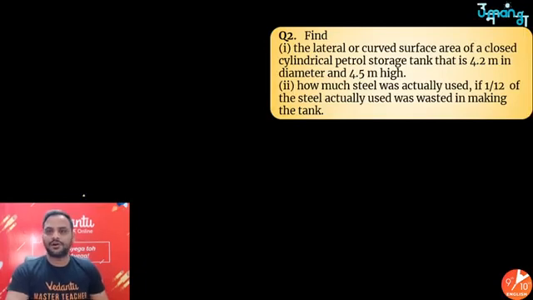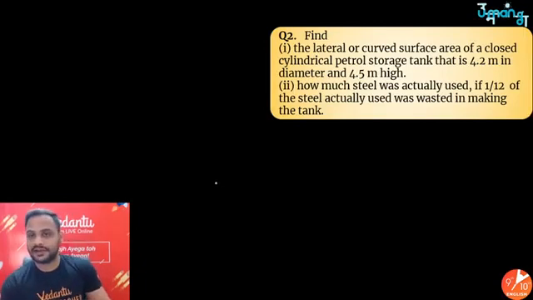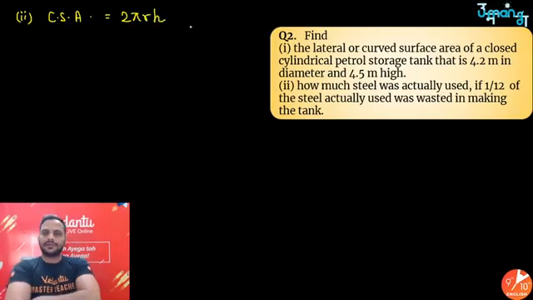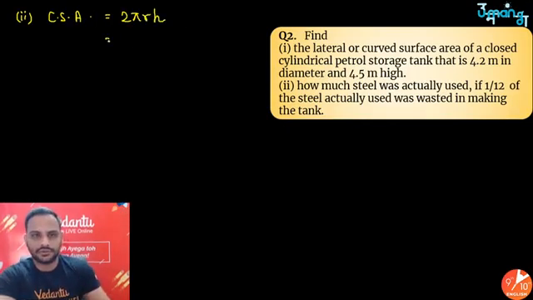Find the lateral or curved surface area of a closed cylindrical petrol storage tank that is 4.2 meter in diameter and 4.5 meter high. So we have to find the lateral CSA. Okay, so let us find the CSA. The curved surface area is equal to 2 pi RH. Alright, so you will be getting 22 by 7. Radius, see, 4.2 is diameter, so radius will be 2.1.